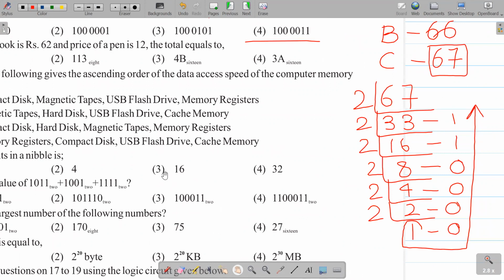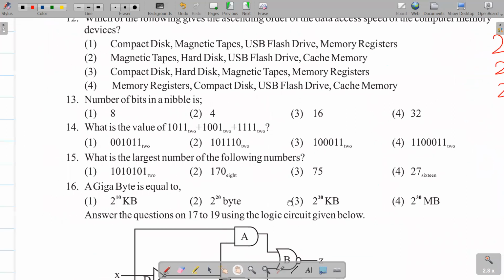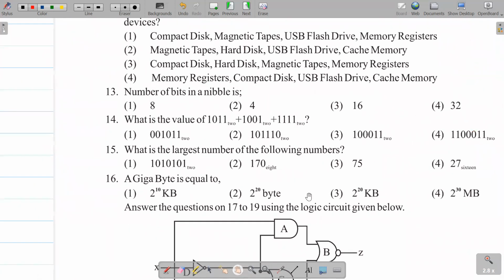Right. So now I am focusing on the 14th question. Again, if someone needs to clarify anything in between, just let me know. The 14th question is about what is the value of 1011, 1001, and 4 ones.